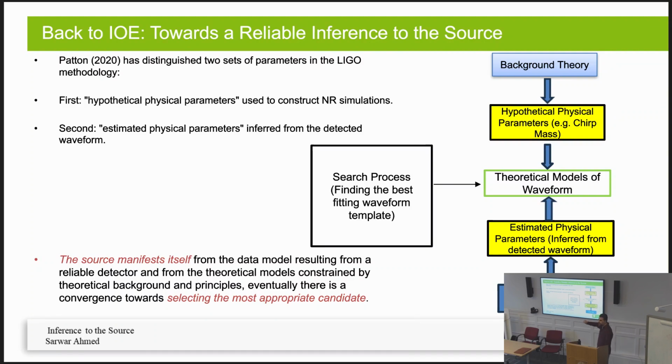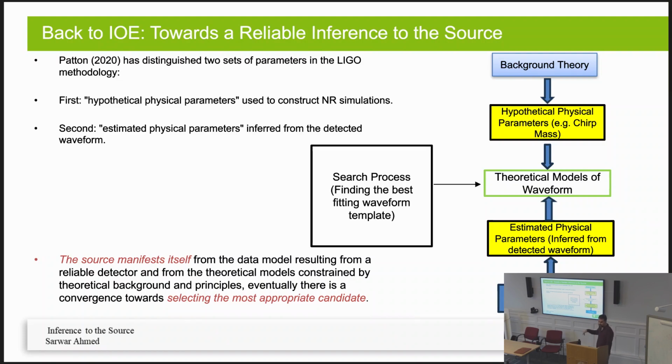Well, this is my representation. She doesn't do something like that. We have the background theory from the top down, and we have the strain data from the bottom up. And then from the background theory, we have physical parameters like ship mass, which plays a central role. And then we have theoretical models. And then we have the estimated physical parameters that are inferred based on the detected waveform. And then there's a search process finding the best fitting waveform template.